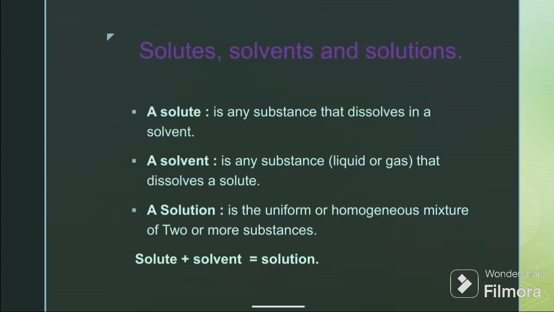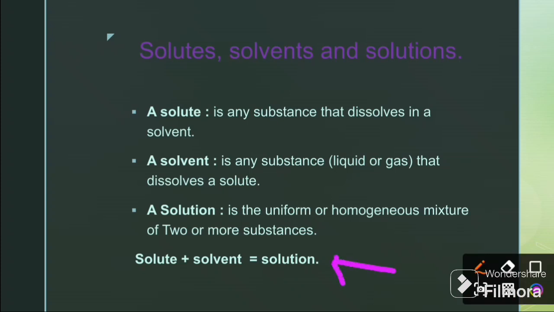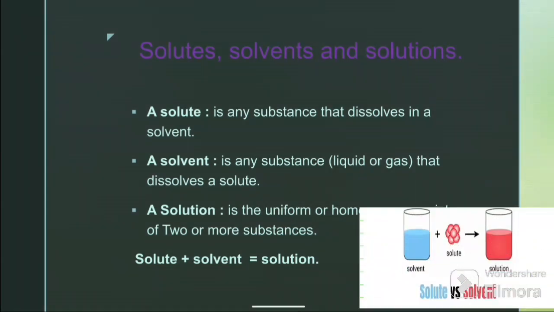So this gives us how we should look at what I said earlier. Solute plus solvent gives us solution, and the solution is the mixture. This is an image example of it. You can see a solvent in a glass and then the solute, and when we mix them, it forms a uniform mixture over there, which is the color red.